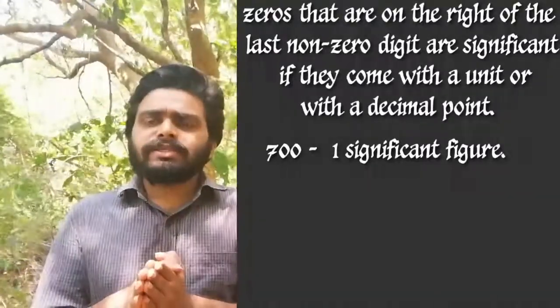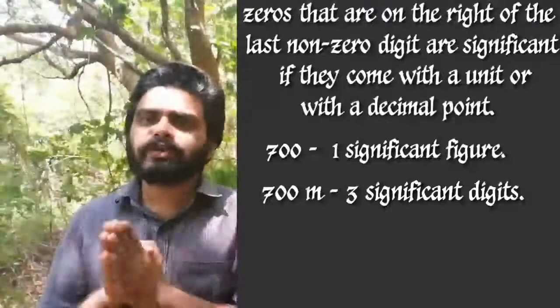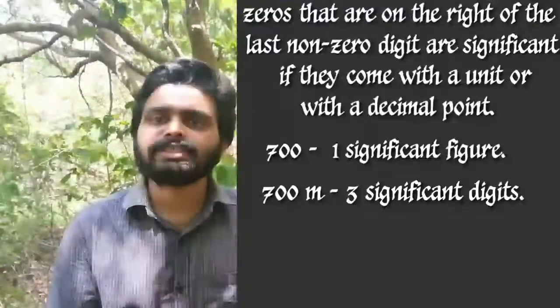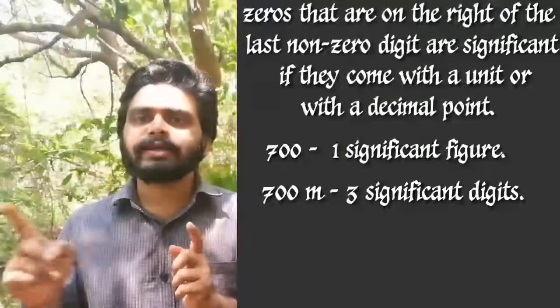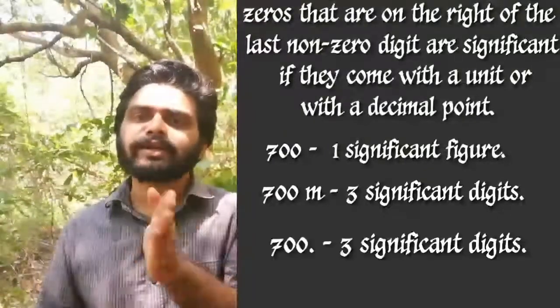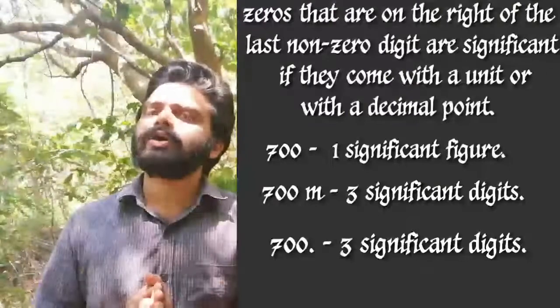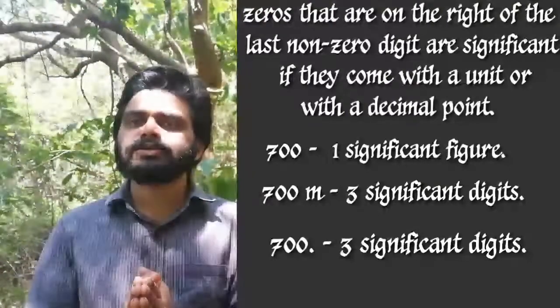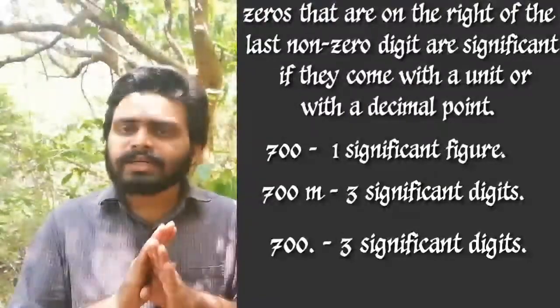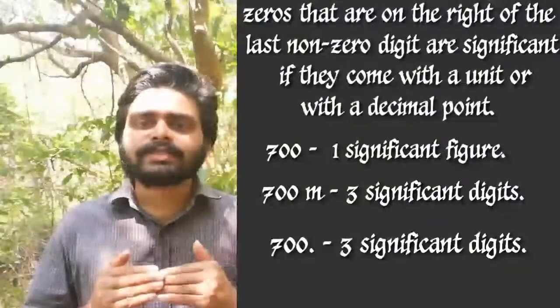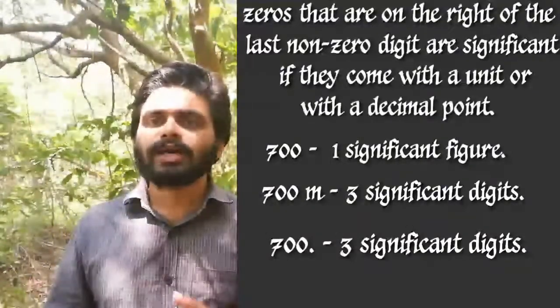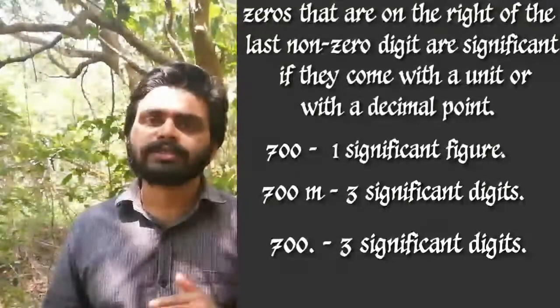If that measurement is 700 meter, then we have to consider the number of significant digits as 3, because of 7, 0, 0 and there is a particular unit. Or if it is written as 700 point, with a decimal point, then also we consider those zeros as significant. If there is no decimal point and no unit, the trailing zeros or ending zeros are insignificant.